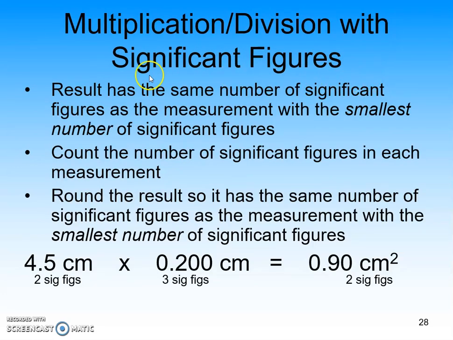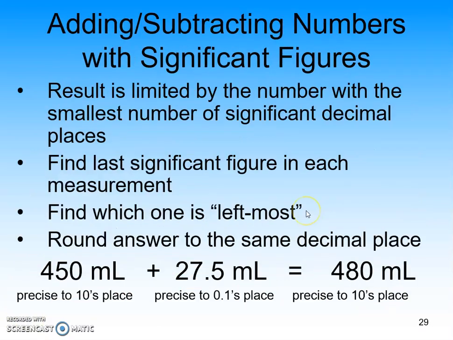So, multiplication and division with significant figures. The result has the same number of significant figures as the measurement with the smallest number of significant figures. You know my friend, count the number of significant figures in each measurement. Then round the result so it has the same number of significant figures as the measurement with the smallest number of significant figures. Here this is 2 sig figs, here 3 sig figs, so the answer should be 2 sig figs.